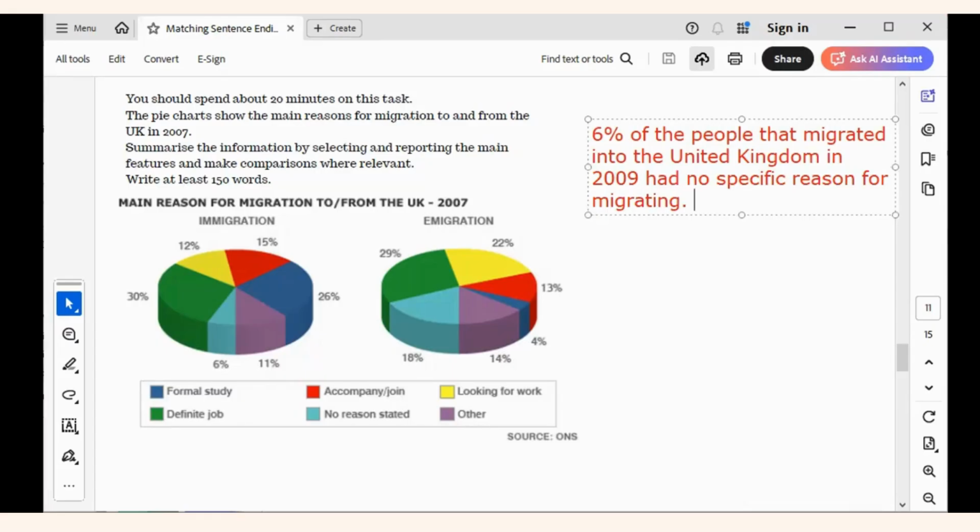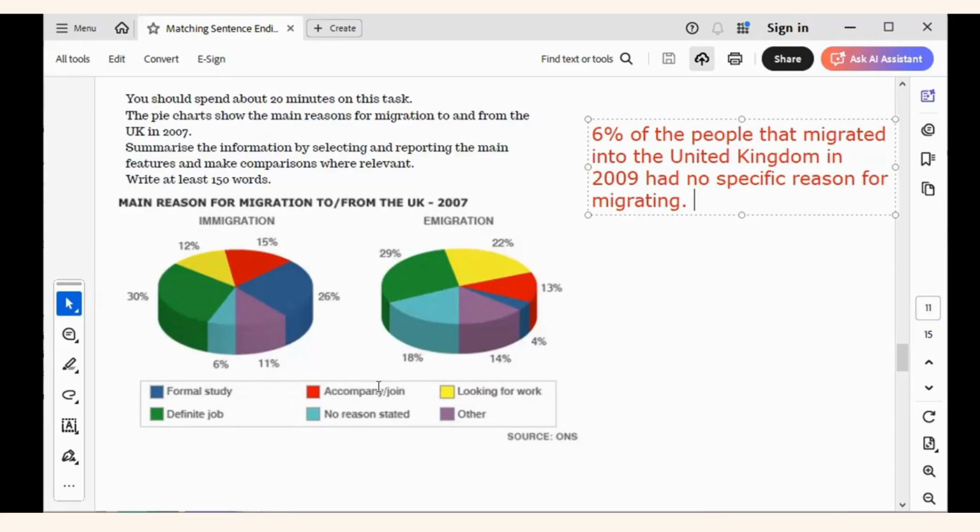Sentence construction. It's not all the time that you take the words on the charts and put them inside your sentence just like that. You need to do some accurate paraphrasing so that the idea conveyed on the charts is also conveyed in your sentence. What is the idea conveyed? They did not state reasons for moving. All these other people stated reasons. Some people stated that their reason was formal study. They came to study at the university, master's or PhD or something.